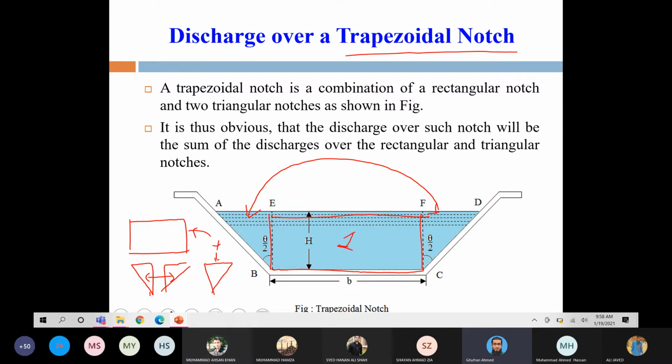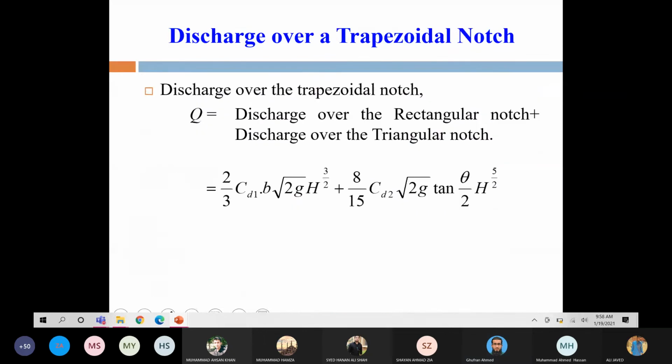We studied the formula for Q of a rectangle earlier, and we know the formula for this triangle as well. So discharge over a trapezoidal notch is the summation of discharge over one rectangular notch and one triangular notch. Look at the formula: this was the formula of the rectangle, and this was the formula of the triangle. Understood?